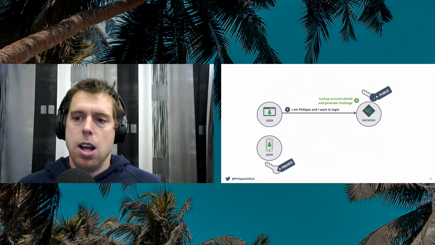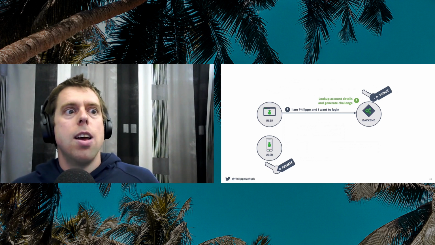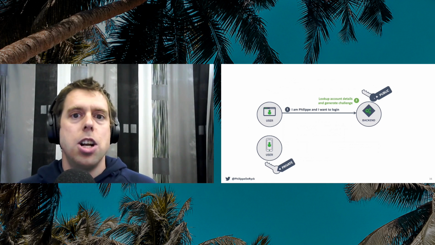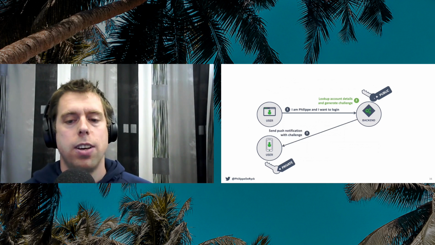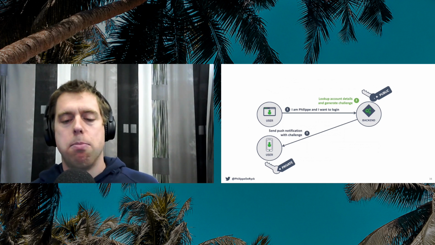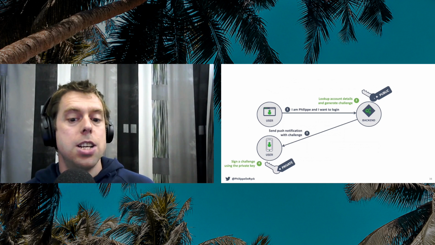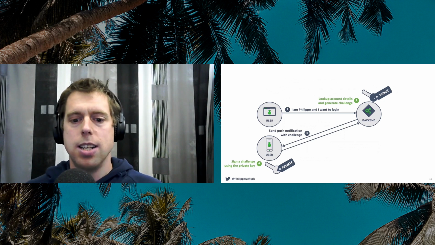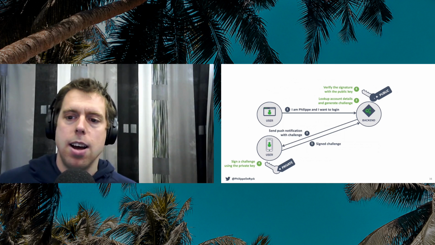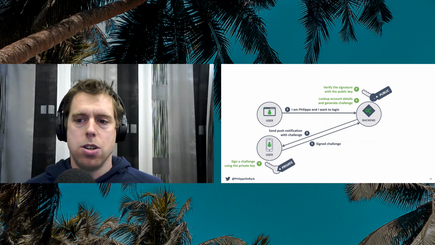The backend will look up account details, like, oh yeah, Philippe, here's the application, and we can generate a challenge and a push notification to the installed application. So I can now take my phone and approve this authentication request, which will sign the challenge and send the response back to the server, allowing the server to verify whether that's indeed a valid challenge.